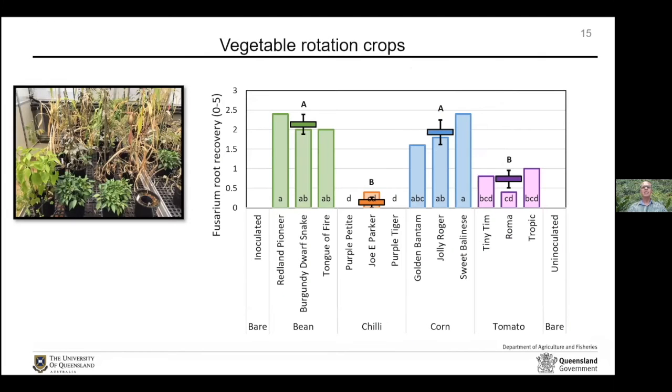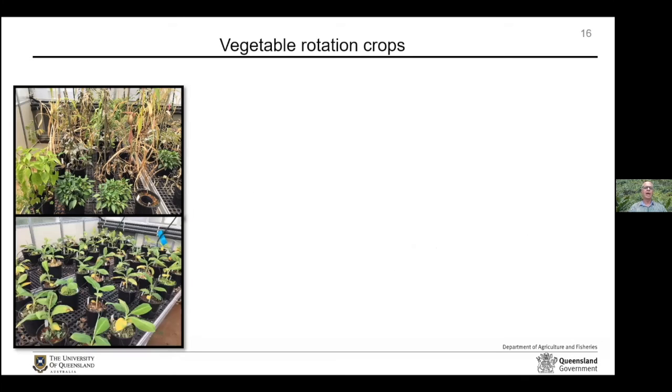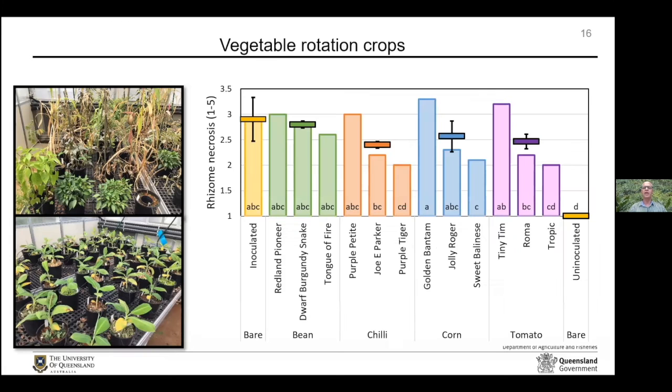So I'd just like to go over some of the recent results from some vegetable crops that we've been looking at. In this, we're looking at 4 different vegetable crop species: beans, chili, corn, and tomatoes, and looking at 3 different cultivars of each. At the end of that rotation crop phase, beans and corn tended to have more Fusarium recovered from the roots than either chili or tomato, and there wasn't a lot of difference between the different cultivars. However, once we grew the bananas in the pots for 12 weeks and then assessed the roots, we found a different story.